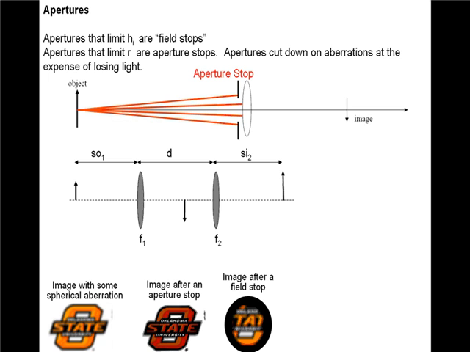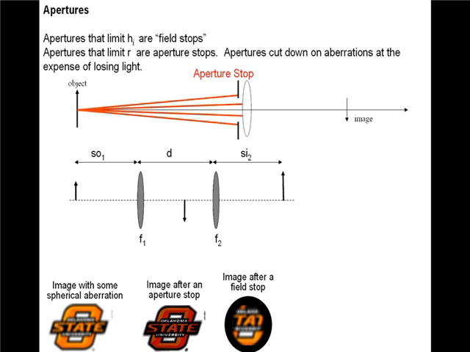If we put in a field stop, on the other hand, we don't do much to make the image less blurry. We've not really reduced the spherical aberration, but we would reduce distortion and some of the other aberrations. But notice that what we've done is we've put a black ring around this. We've cut off part of the image. We can no longer see it.